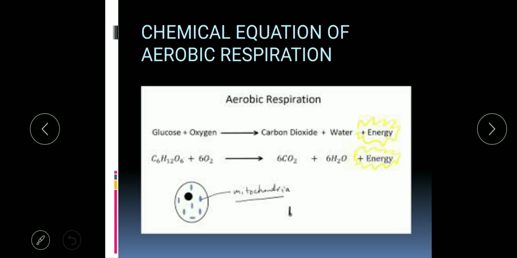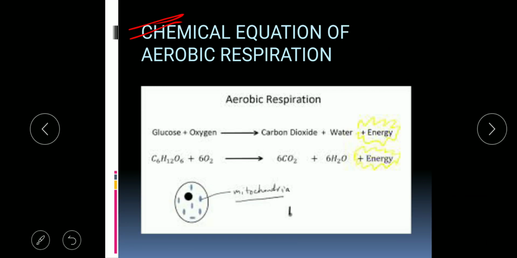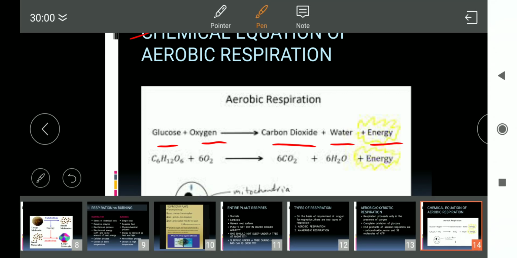Now, we have to see the chemical equation of aerobic respiration. The first is the word equation, the second is the molecular equation. In the word equation, you observe glucose combines with oxygen. So, it is oxidation of glucose. It gives carbon dioxide, water, and energy in two forms: some amount of heat energy and 38 molecules of ATP.